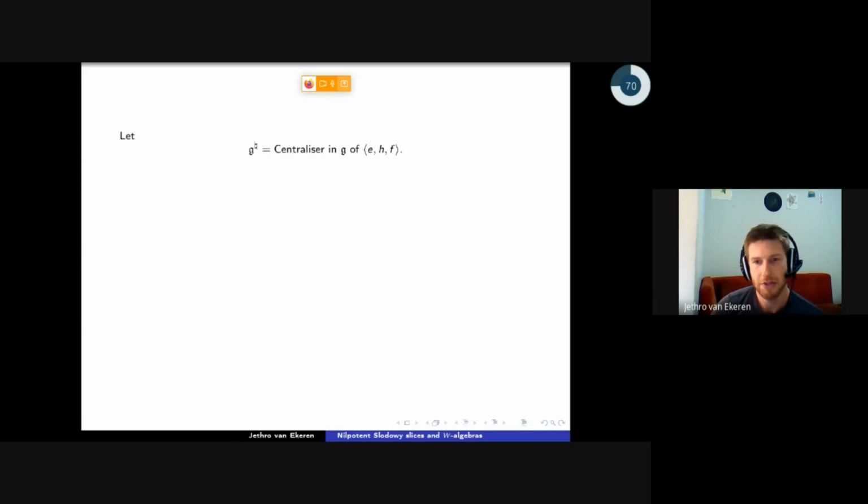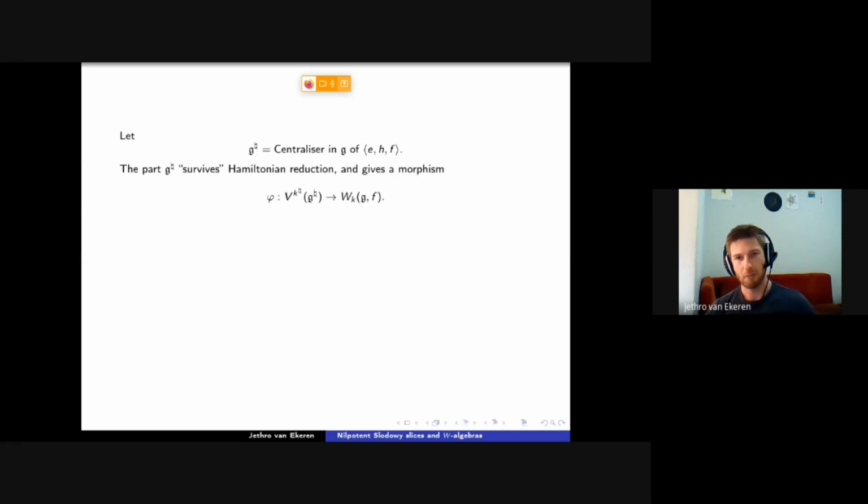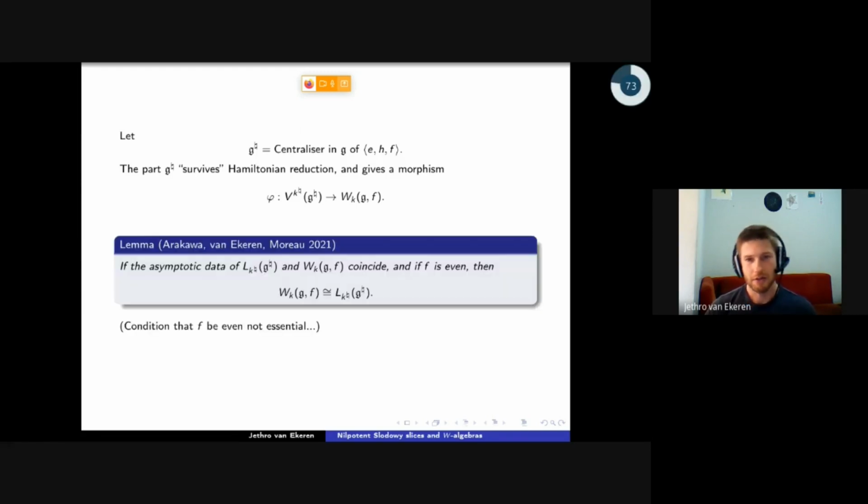But now, finally on this slide, I come to the key technical lemma that allows us to prove something. Let's define G natural to be the centralizer of our SL2 triple in G. In a certain sense, this G natural survives the Hamiltonian reduction. More precisely, one has a morphism from the corresponding vacuum module for G natural at some level k natural to the W-algebra. And the key technical lemma says the following: we have this other vacuum module, and we consider its irreducible quotient.